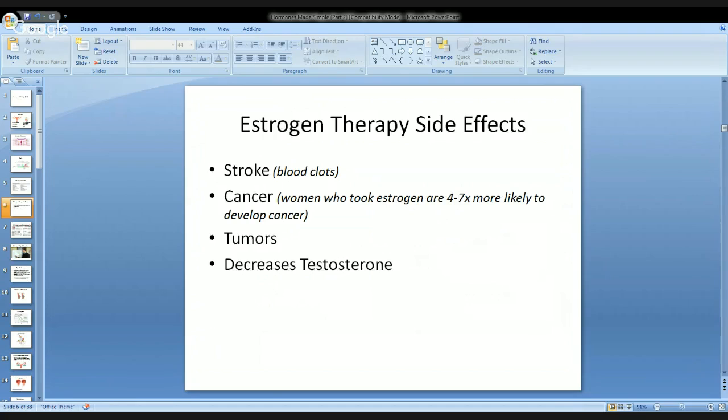Okay, stroke. My mother worked as a nurse, and I was able to acquire some of the records in the nursing home of people who had been on estrogen therapy or hormone replacement therapy. And I noticed one common denominator. They all had strokes, which is interesting. So too much estrogen can lead to blood clots, okay? Cancer. Women who took estrogen are 4 to 7 times more likely to develop cancer.